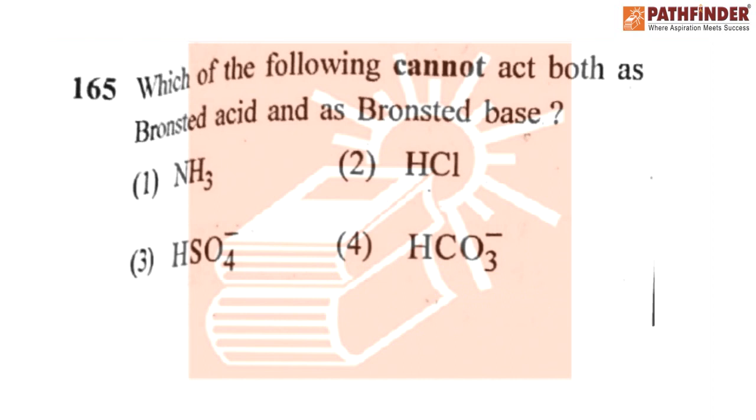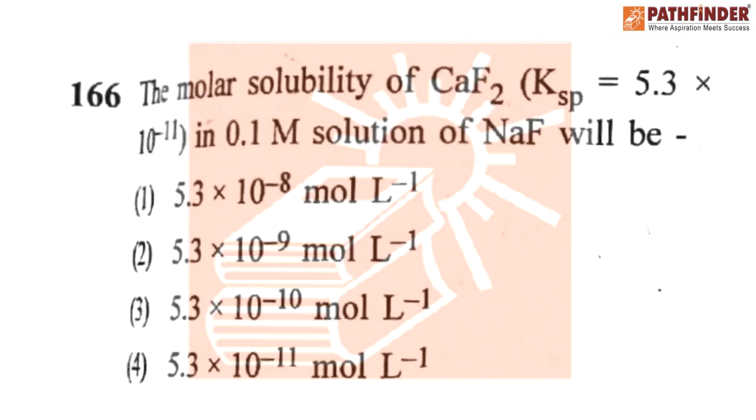Which of the following cannot act both as Bronsted acid and Bronsted base? Very simple question, because HCl can only act as an acid, it can't act as a base. A very logical, very simple question. Next, 166, the molar solubility of CaF2. The Ksp is given over here, and in 0.1 molar solution of NaF, there is also F minus ion, so it is a concept of the common ion effect.